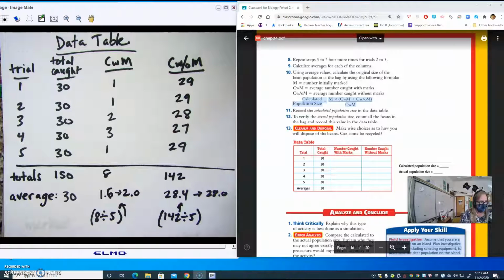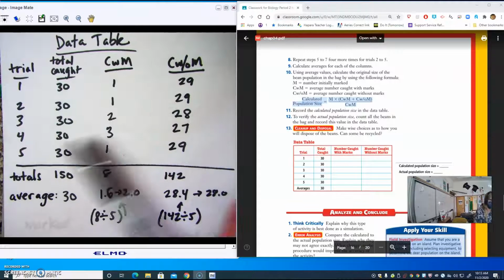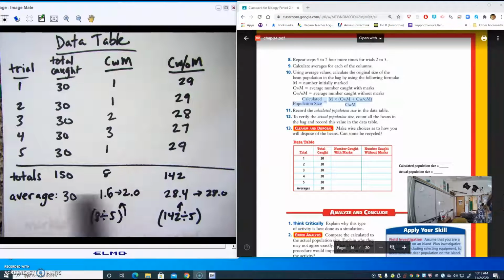All right, so we have our data. We did the averages, right? And again, your numbers are going to look different. You're going to use these averages in our formula, which is on the next page, okay? So this initial data, just put to the side. We're worrying about these averages and the number of marked beans that we started with, all right?